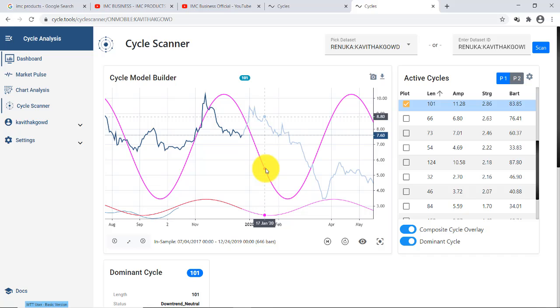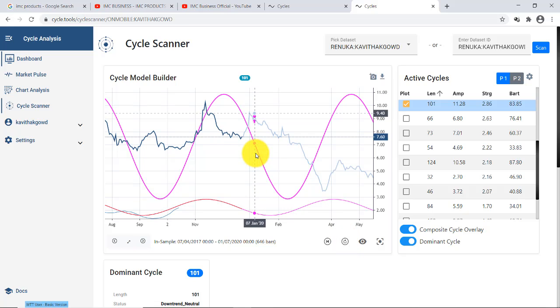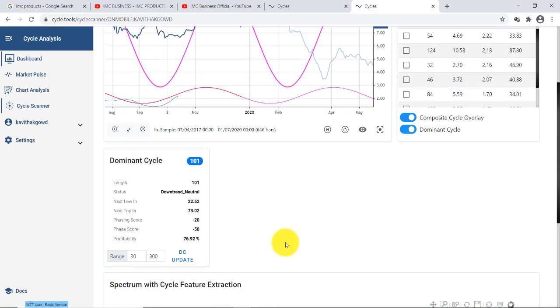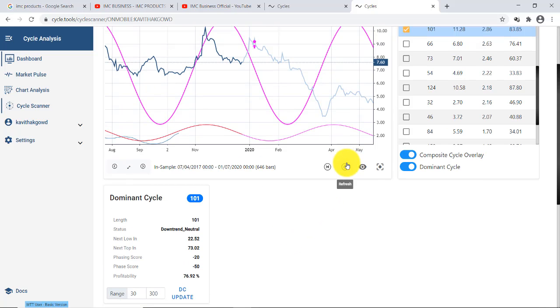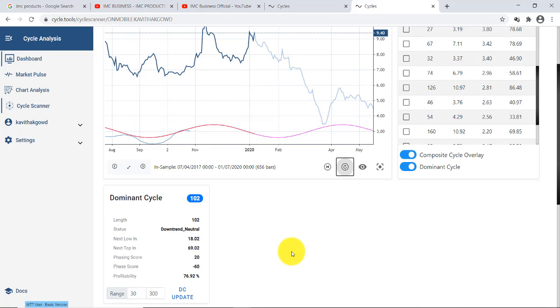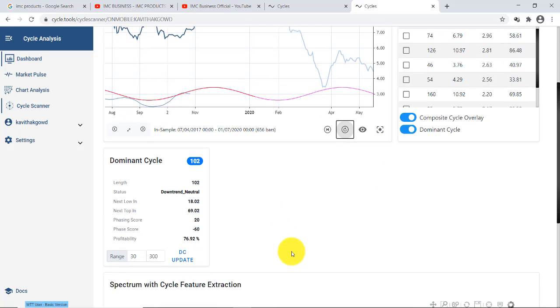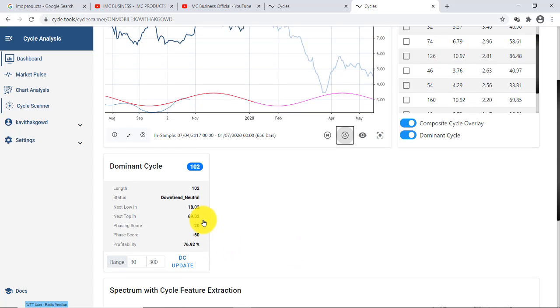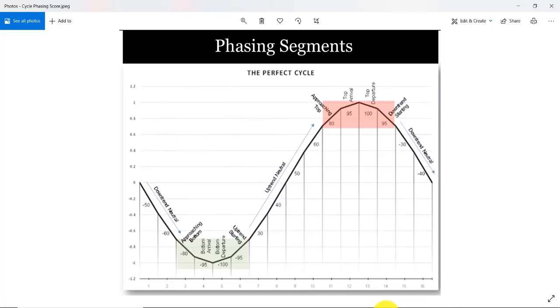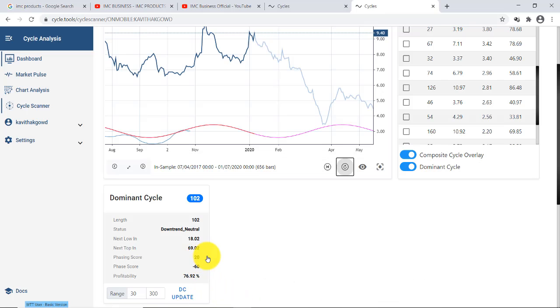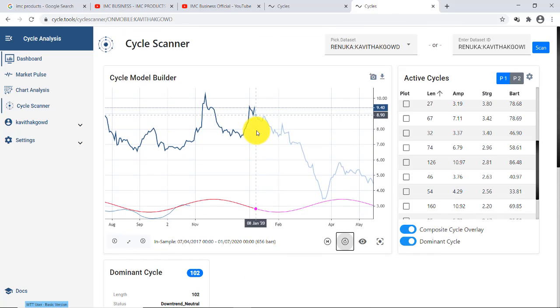Phasing score 20 means, yeah, actually we should take entry here, but you see, if we take entry, then it's a continuous fall down.